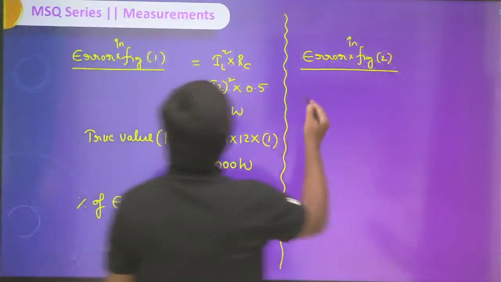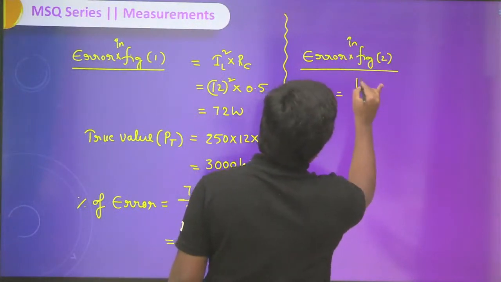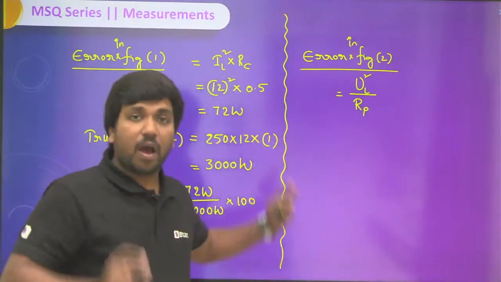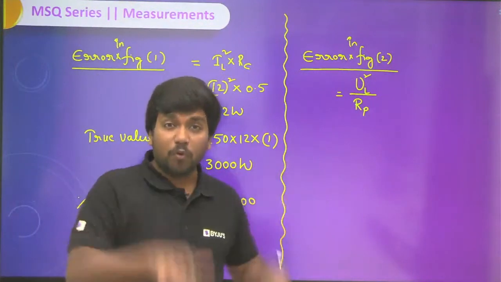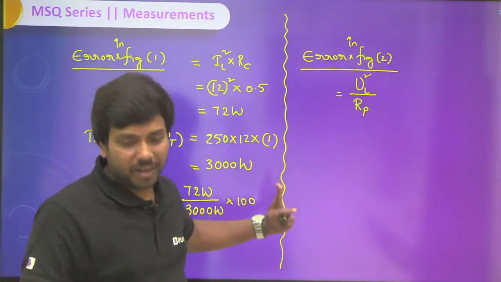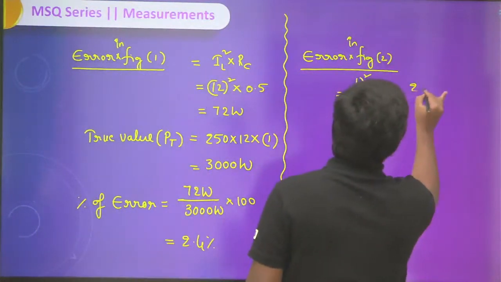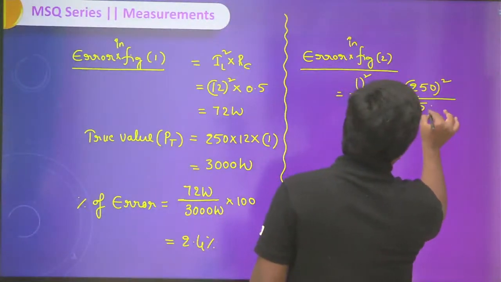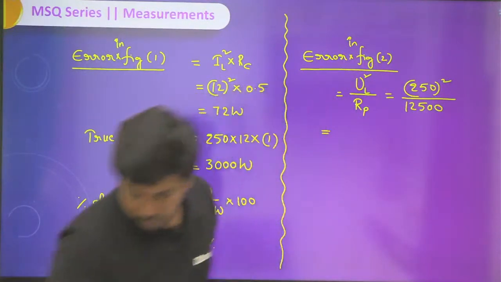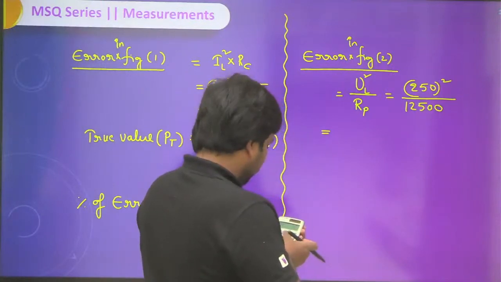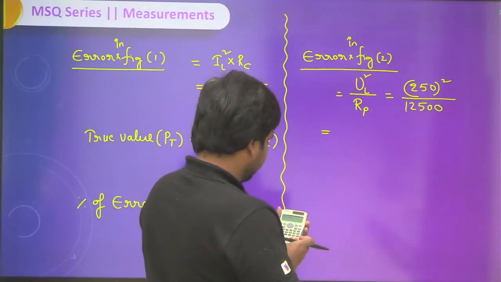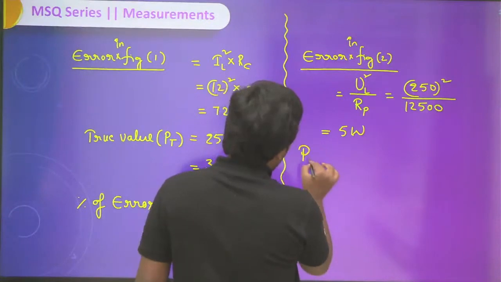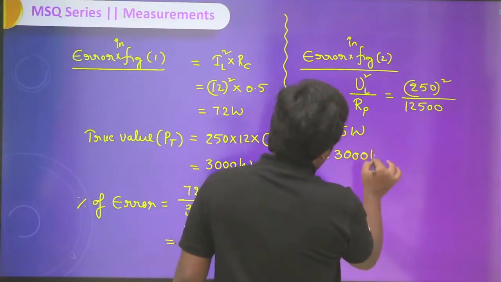So what is the answer now? Simple here: the error is the voltage across the load square divided by the potential coil resistance RP. If anybody wants to know the background and the proof for this, please visit the regular classes. So 250 whole square divided by 12,500. What would be the answer here? That is simply 5 watts. A very small amount of power is dropped here. Once again, the true power is still 3000 watt. Then what is the percentage of error here?